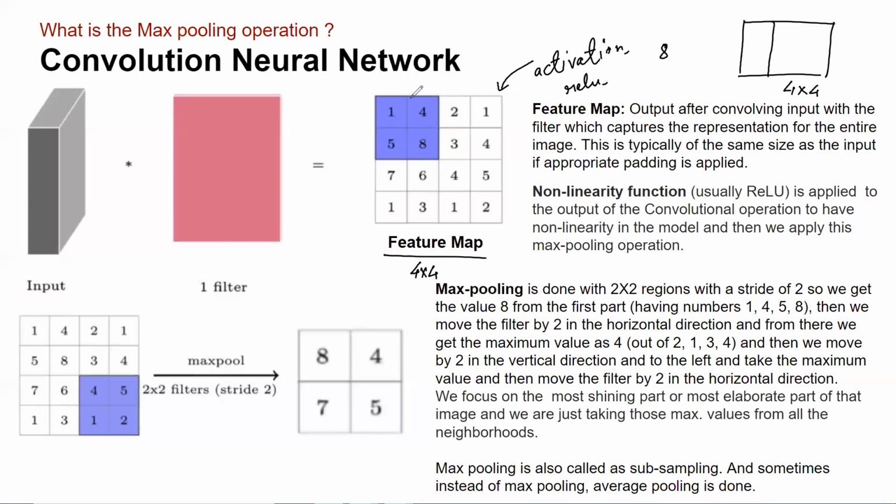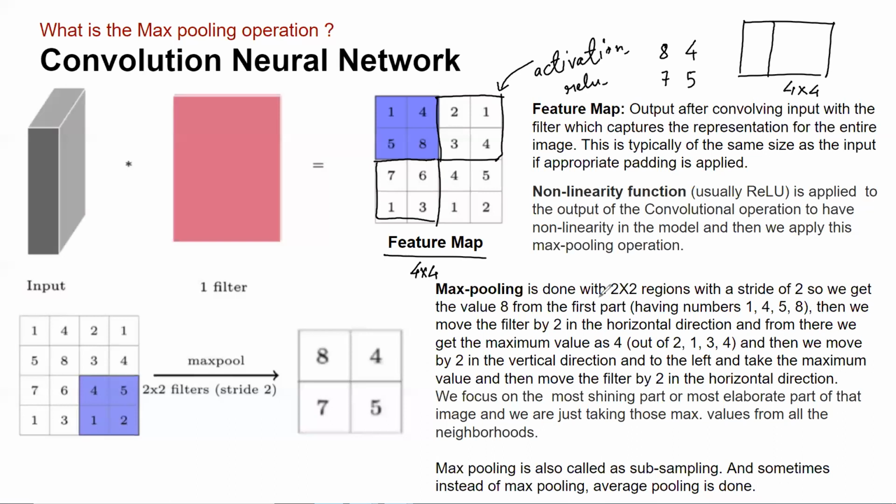After that, I'll slide this kernel, taking a stride of 2 here. So I'll put my kernel here. What is the highest value here? 4. Then I'll place my kernel here. 7. And this is 5. So after applying max pooling on top of this feature map, I got a reduced output whose dimension is 2 cross 2.